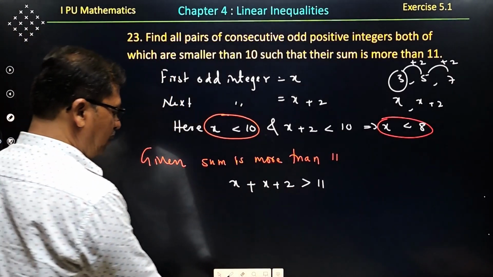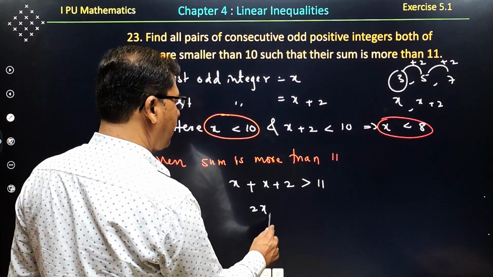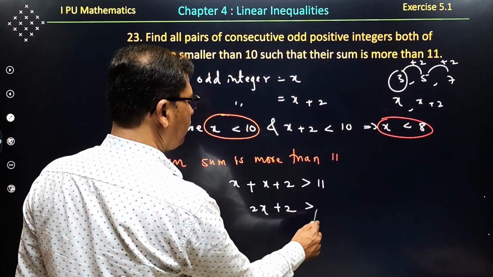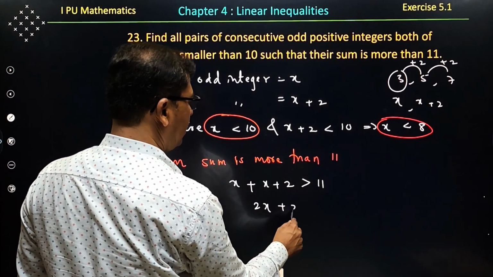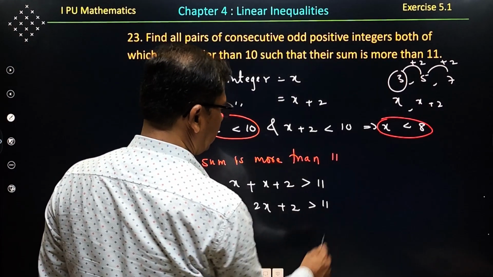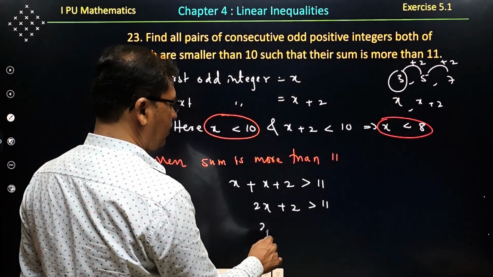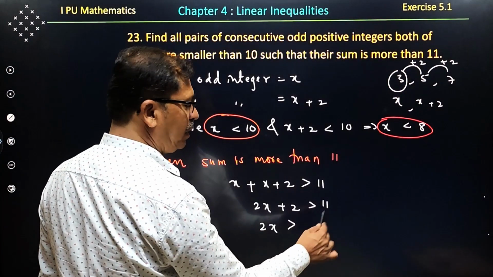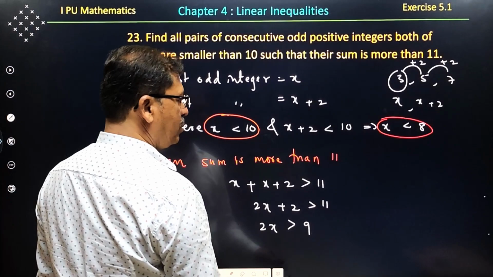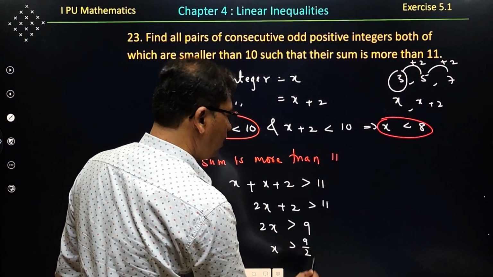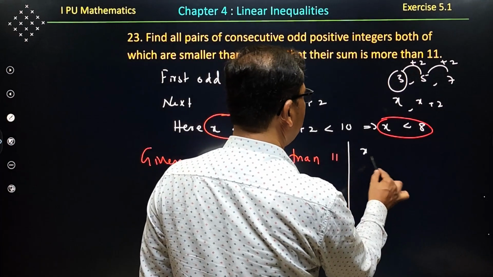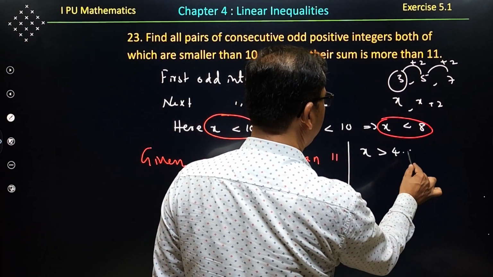So what can you write after simplification? 2x plus 2 is greater than 11 here. So 2x is greater than 11 minus 2, which is 9. So what are you getting? x is greater than 9 by 2. Means x is greater than 9 by 2, which is 4.5.